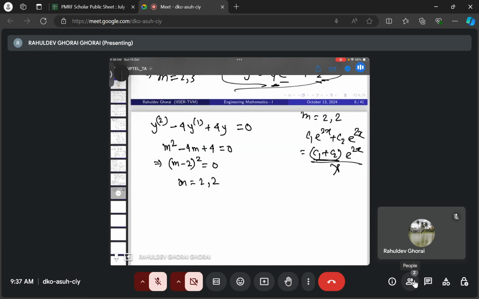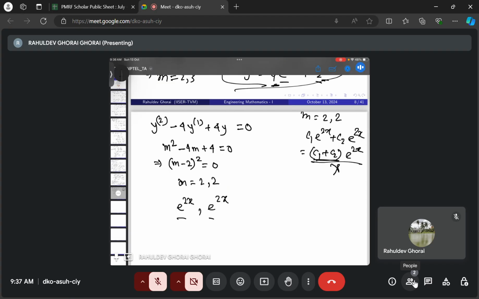So in these cases, what will happen? The solution is e to the power 2x only. I mean, e to the power 2x and e to the power 2x, that does not make sense. Only one e to the power 2x, right? And these two are linearly dependent. They are not linearly independent.